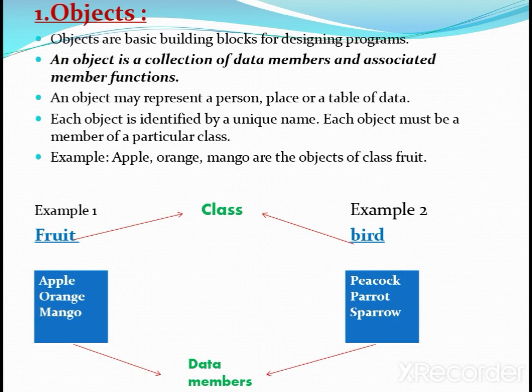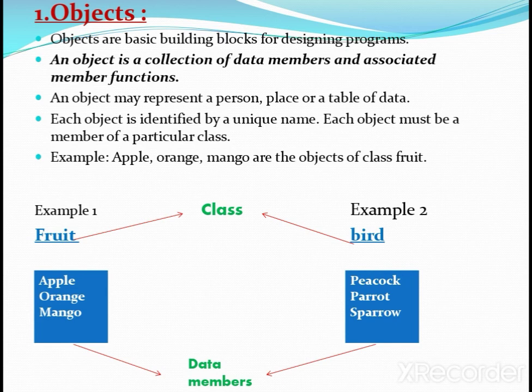An object may represent a person, place or a table of data. Each object is identified by a unique name and each object must be a member of a particular class. For example, apple, orange, mango. These are the objects of class fruit. Here fruit is a class name and apple, orange, mango are the objects of class fruit. In the first example, class name is fruit, and apple, orange, mango are data members or objects of class fruit.